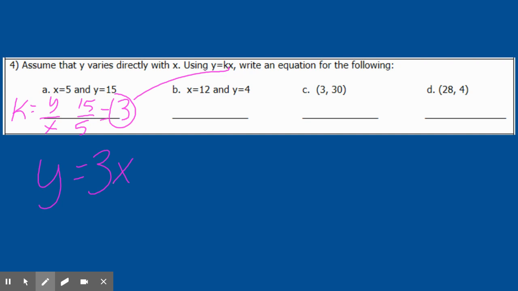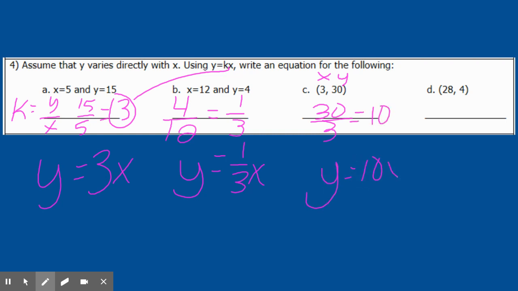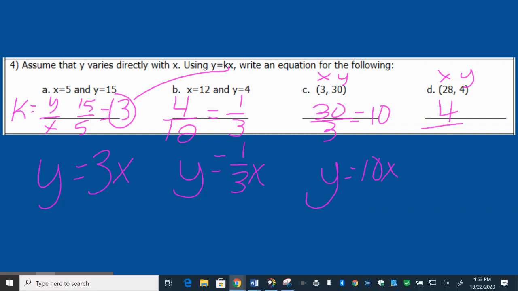Next one, we have y, which is 4, over x, which is 12. That simplifies to 1/3. That's k. So we're going to put it into the formula. y equals 1/3 x. Okay, remember this is x and y. So we got 30, which is y, over x, which is 3. That simplifies to 10. So we get y equals 10x. Again, this is my x and this is my y. So k is y over x.